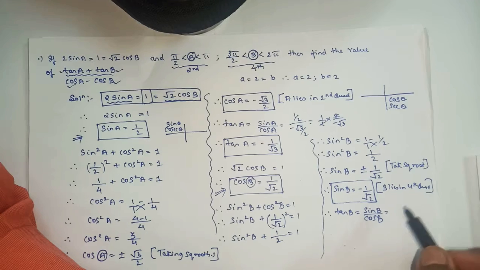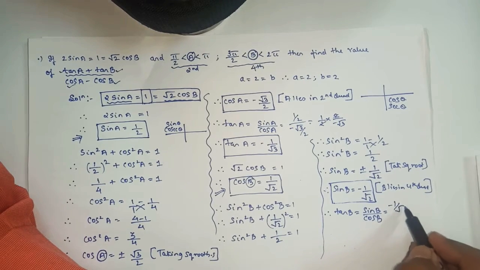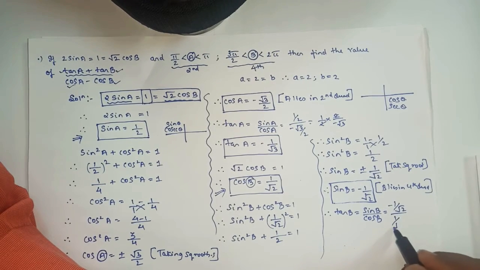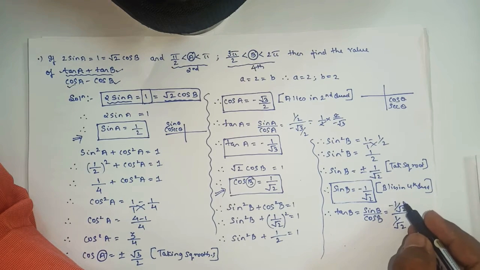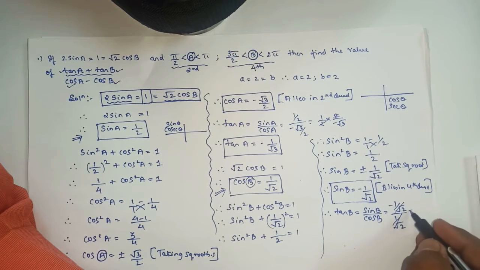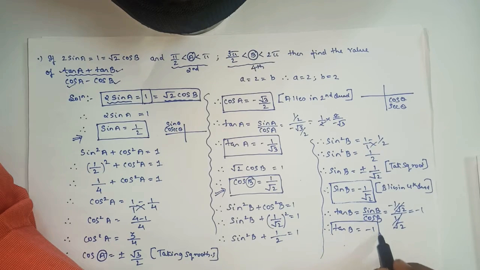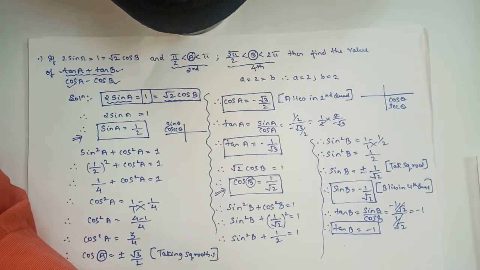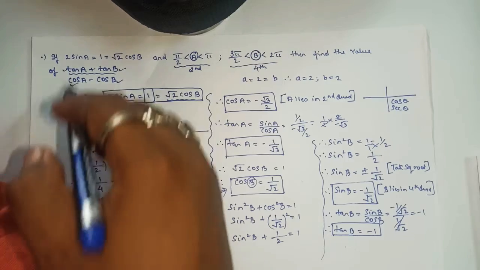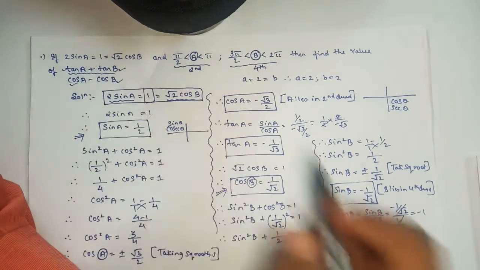So here sin B is minus 1 upon root 2, and cos B is 1 upon root 2. Yes or no? So minus 1 upon root 2 and plus 1 upon root 2 will get cancelled, so here you will get minus 1. Therefore we got the answer for tan B is equal to minus 1. Yes or no? Okay, now the final step, as here we got all the four values.